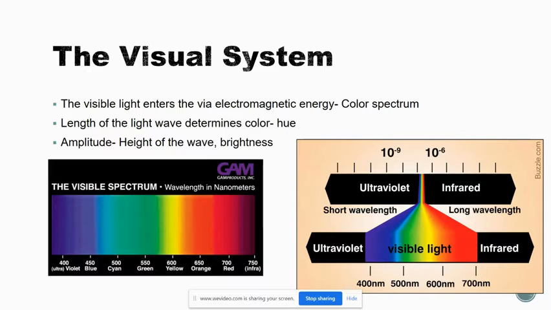The height of the wave, which is known as amplitude, determines the brightness of the color. So the length of the light wave, or hue, determines what color it is. The height of the wave determines how bright that color is. Okay?